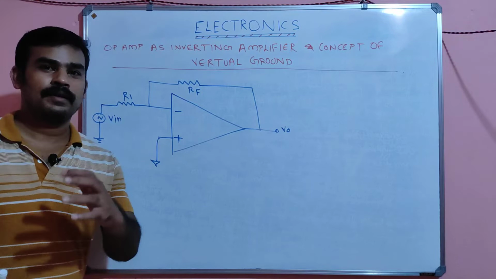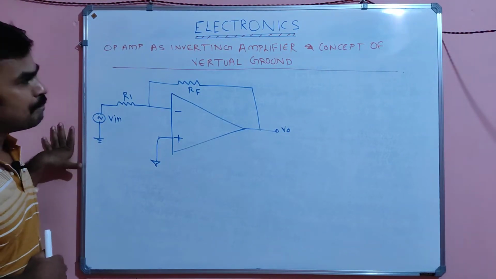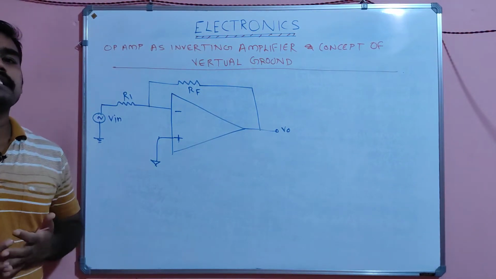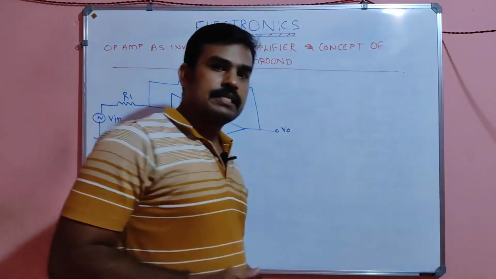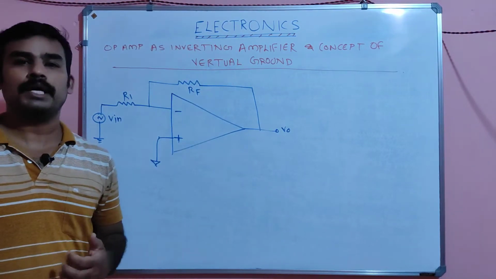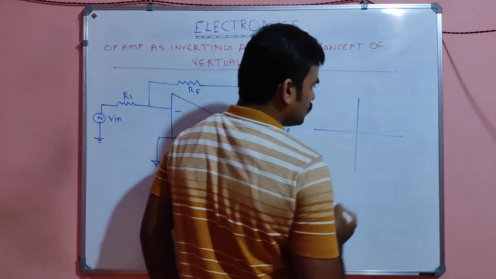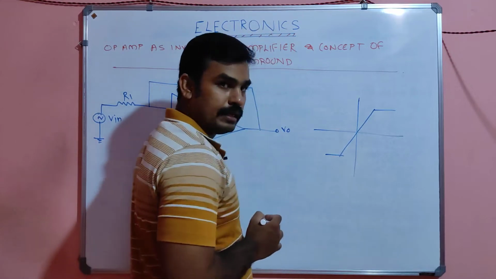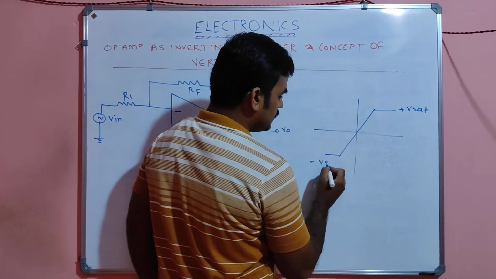Hello my dears. So now we are going to discuss op-amp as an inverting amplifier and the concept of virtual ground. So how can we use this op-amp as an amplifier? That's our question. In the previous class we discussed simply a bare op-amp, bare in the sense there is no feedback and all. I already discussed the transfer characteristics of my op-amp. That is like this. Is it clear, my dear? So this will be plus V sat and this will be minus V sat.